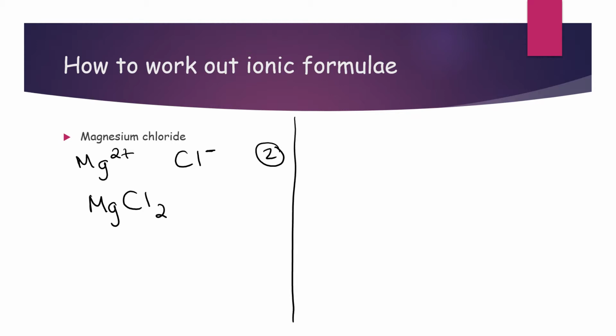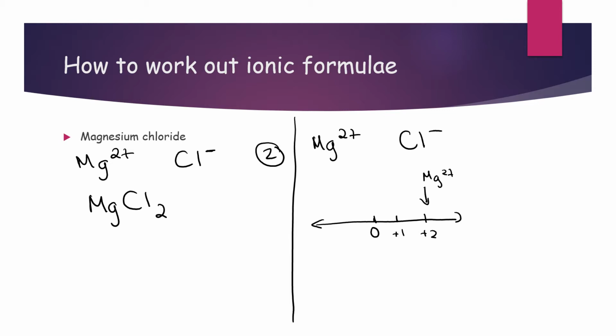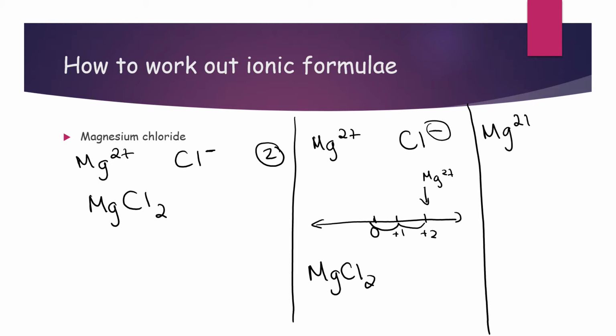Let's look at another method. This time we're going to use a number line. So here's our number line. Here is our 0. Here is +1. Here is +2. This is where our magnesium is sitting, at the +2 point. How many 1 negatives do we need to come back to 0? We need 1, 2. So it becomes MgCl2.